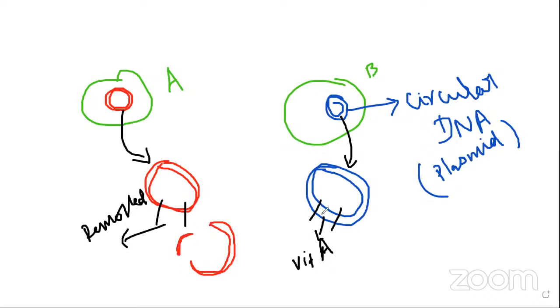Likewise, here also the same. Here also, the structure looks like this, and the portion is completely removed. This is responsible for the vitamin A rich DNA molecule. Now this vitamin A rich component gene undergoes gene transfer from B to A. This is the B gene, just imagine.